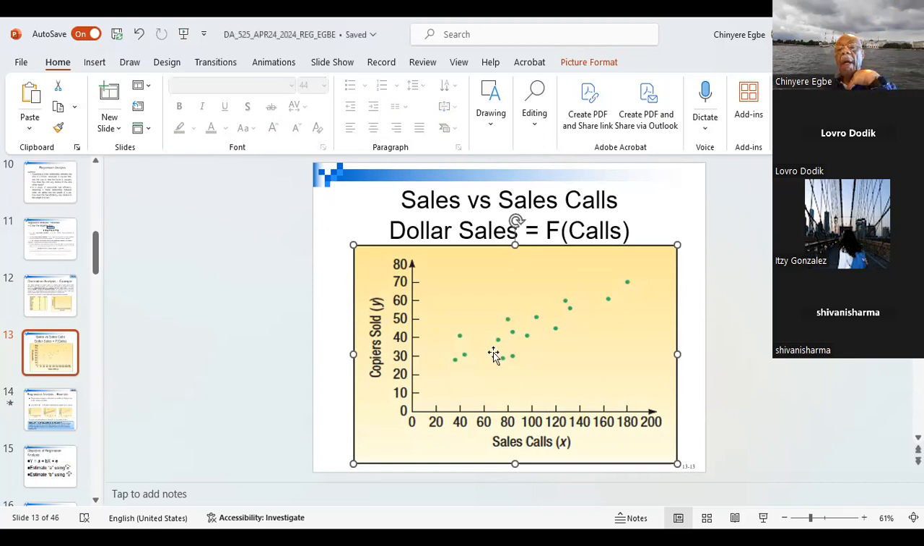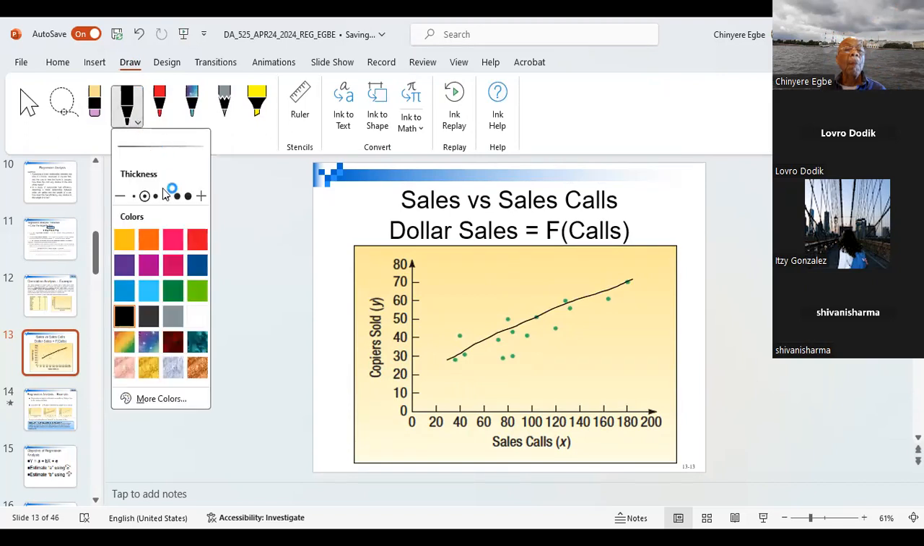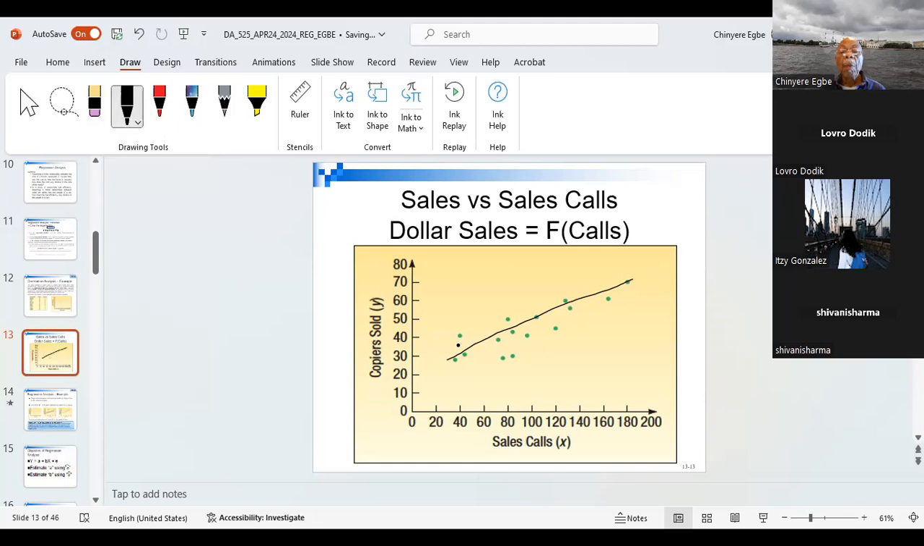You can see there's a tendency, but the relationship is not exactly perfect. For example, you can draw a line in the middle of that, okay? You can draw a line right there in the middle, which shows that there is a positive relationship.